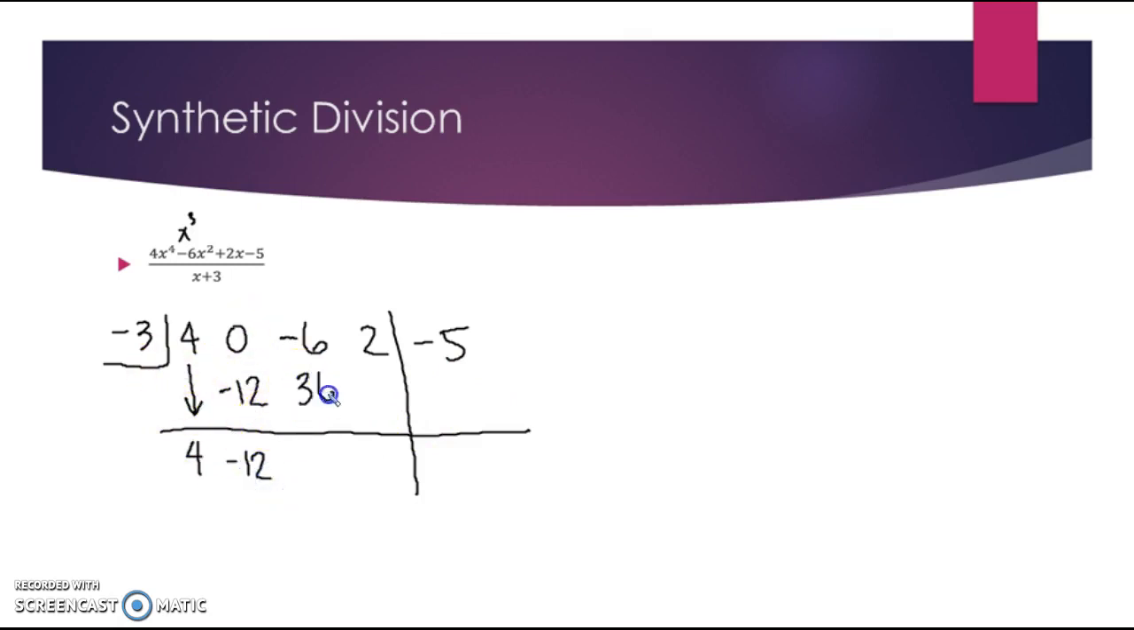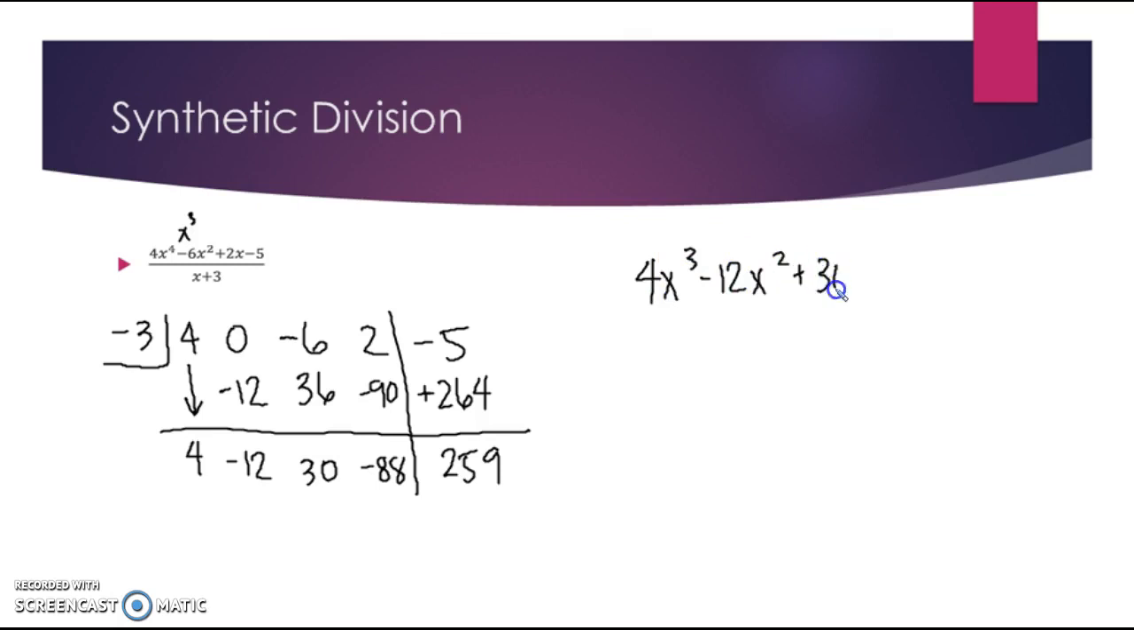Negative 12 times negative 3 is 36. Add, we get 30. 30 times negative 3 is negative 90. Add, we get negative 88. And times negative 3 is negative 264. Sorry, positive 264. And then we add, and we get 259. I started with x to the 4th, so my answer is going to start with x cubed. So 4x cubed minus 12x squared plus 30x minus 88 plus 259 over that x plus 3. That's my remainder. Remember, this is always your remainder, and if that's a 0, then it is a factor. If it's not, then it's not a factor.